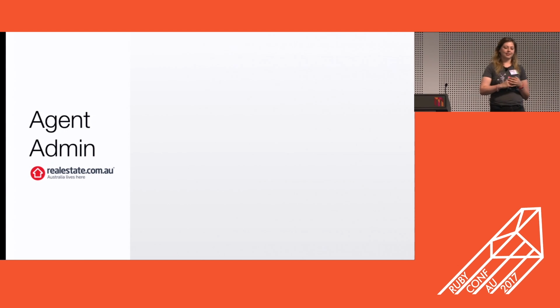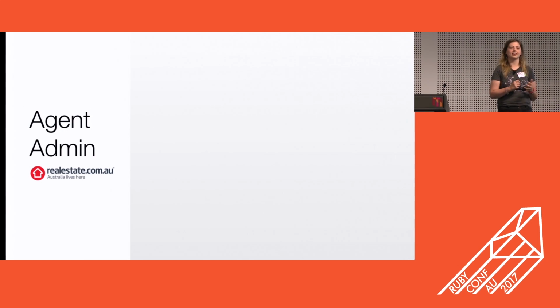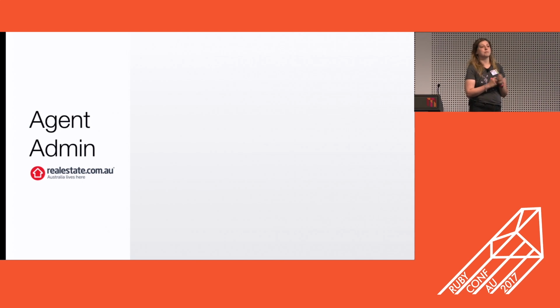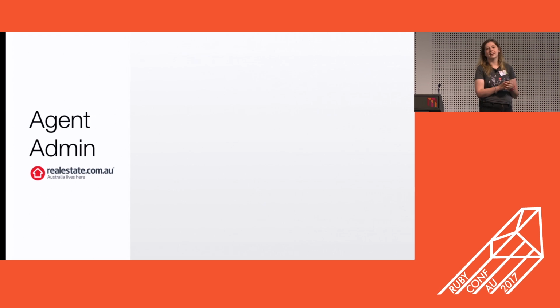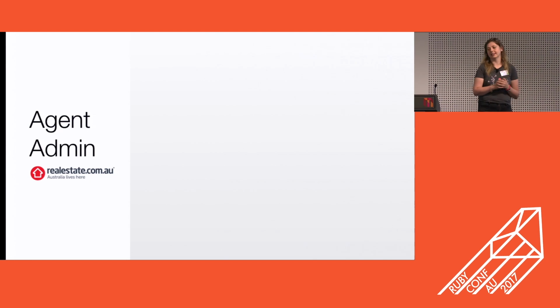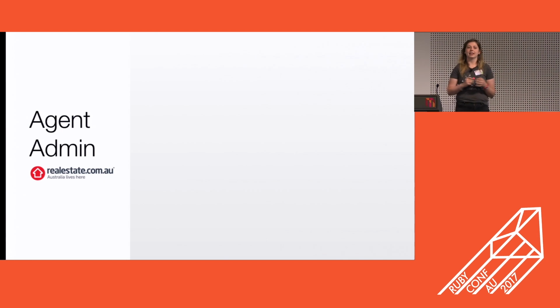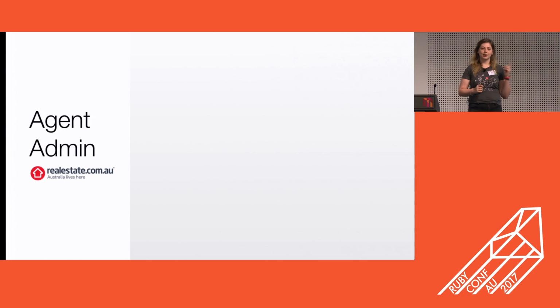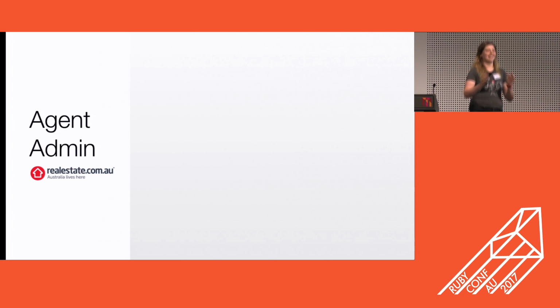This is quite old, almost 2 years ago now. We had this monolithic Rails app, like everyone has, called Agent Admin, and you may be able to guess from the name, but it was responsible for enabling real estate agents to change their property listings. But there were 3 big issues with it. First, it was Rails.